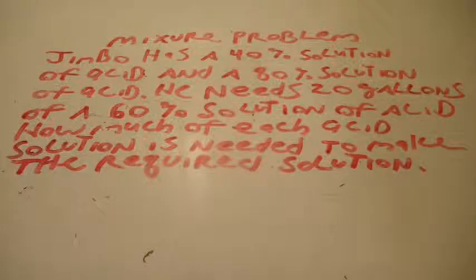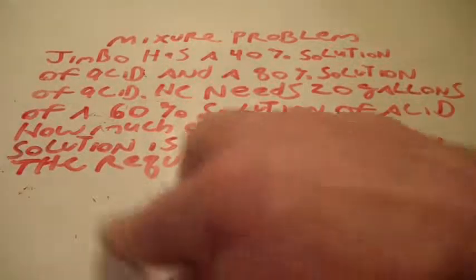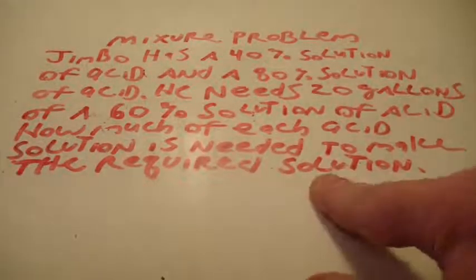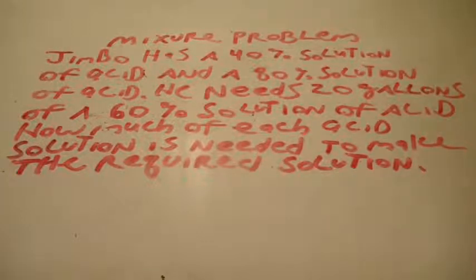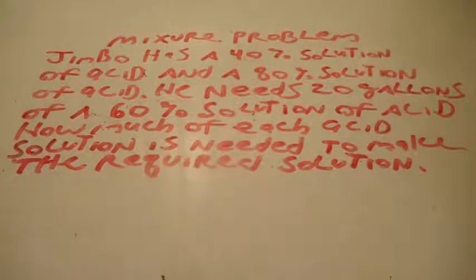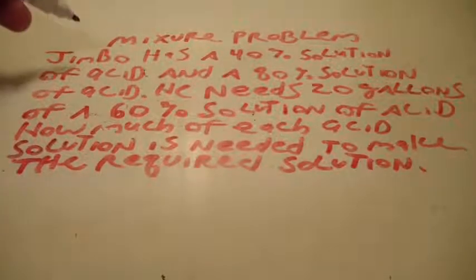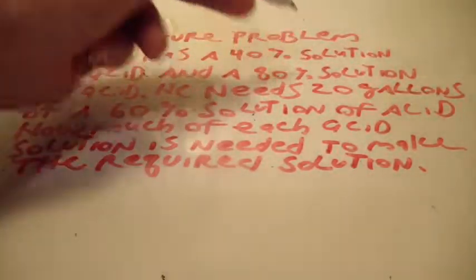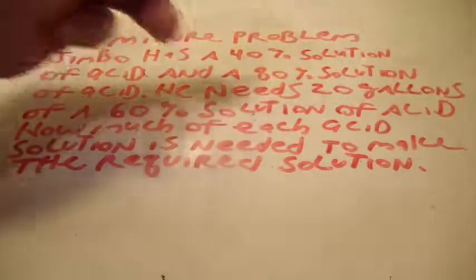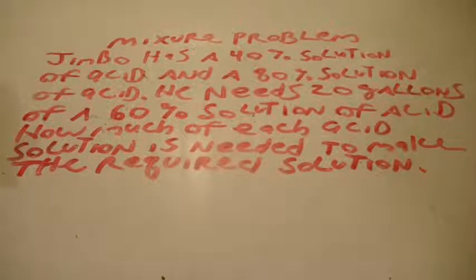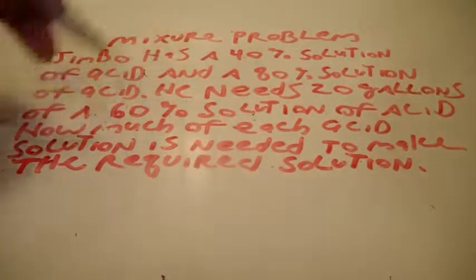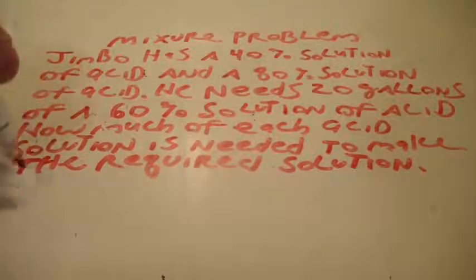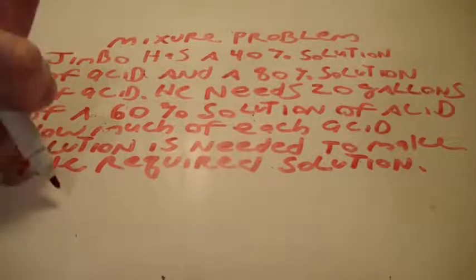Now, some teachers will have you, or some math books will have you write out all the information and maybe do some kind of chart, but I don't do charts. I just know the formula and I know about the directions and how to get there. So I'm simply going to do that. So if we see again, Jimbo has a 40% solution of acid and an 80% solution. So this is what you first do. Work with what you have, okay? So simply this is what I do. I work with what I have.